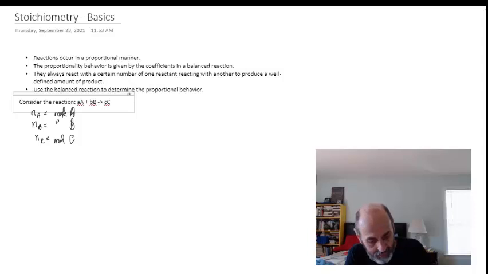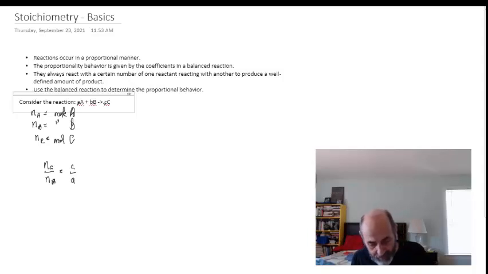So if you're given A, let's say, and you want to know how much product you're going to form, you would say that the number of moles of C over the number of moles of A will always equal the ratio of those stoichiometric coefficients. See the lowercase c here and the lowercase a, those are the stoichiometric coefficients. So those are numbers and they're telling us the proportions. So we'd say then that this would be c over a, the lowercase numbers.